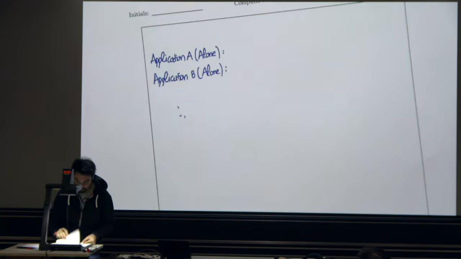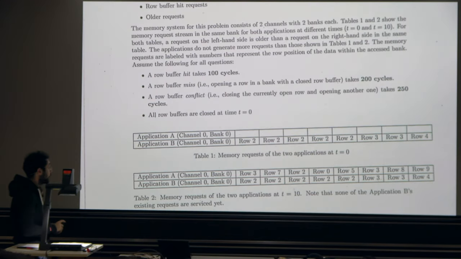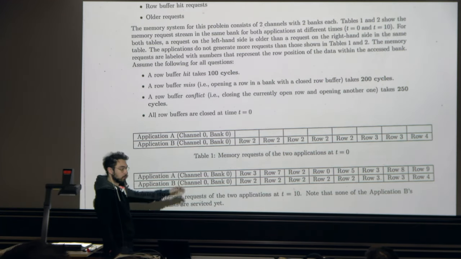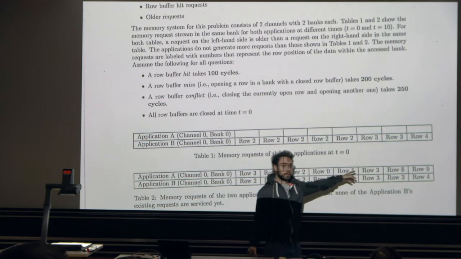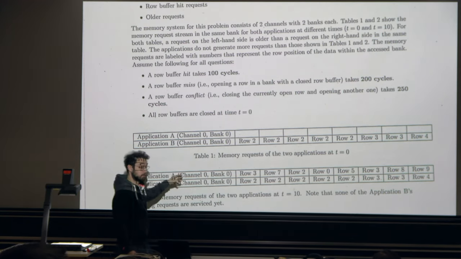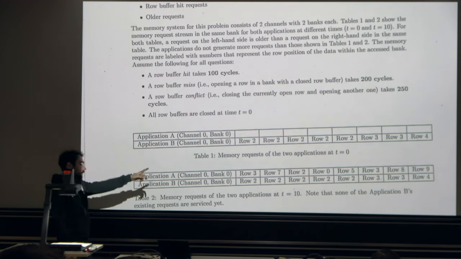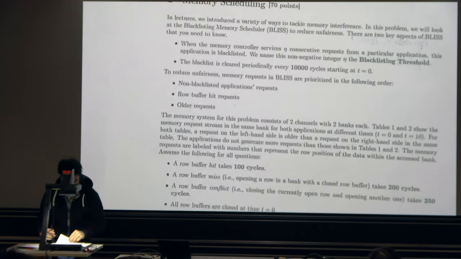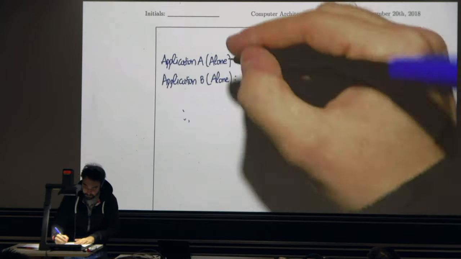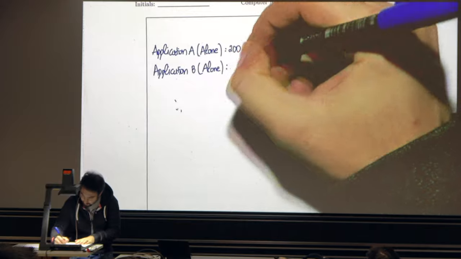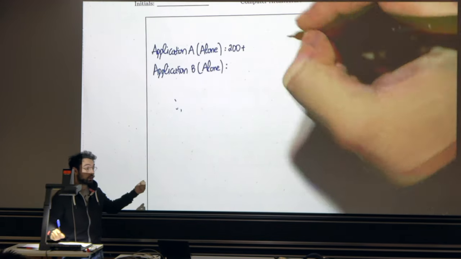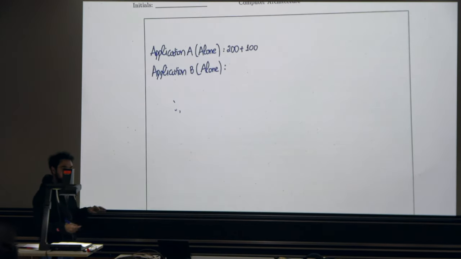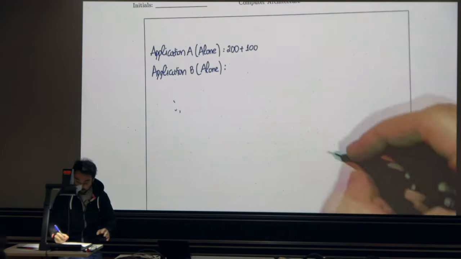So let's see again. When application A runs alone, what will happen? We will perform the request to row 3, and as we see, there is another request to row 3. So we can open this row and perform a hit to row 3 for this request that's in the back. And then we perform all the other requests. So we open a row, we have a row miss, row 3, then we execute the request in row 3, which is a hit. And then for all the other requests, which are 6, we have conflicts, right? Because they were all different. They did not have the same number anywhere.